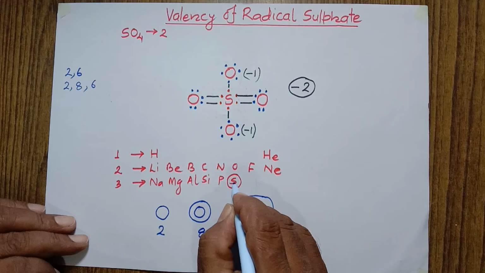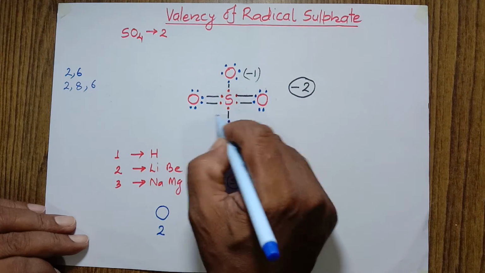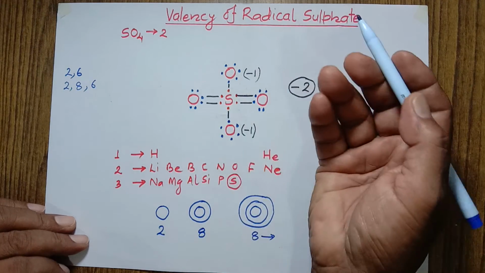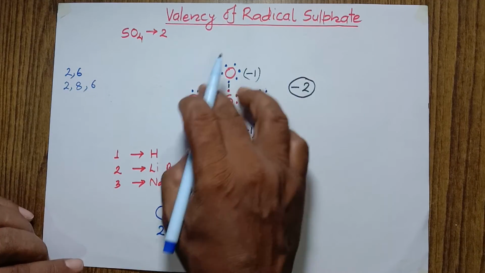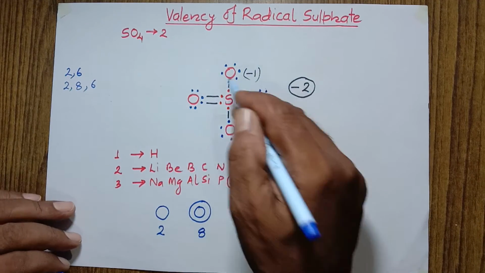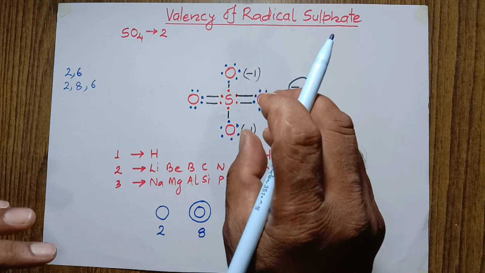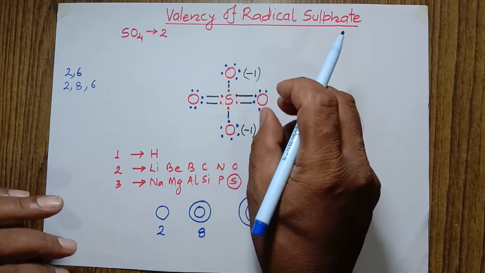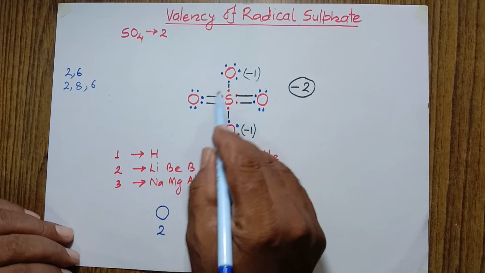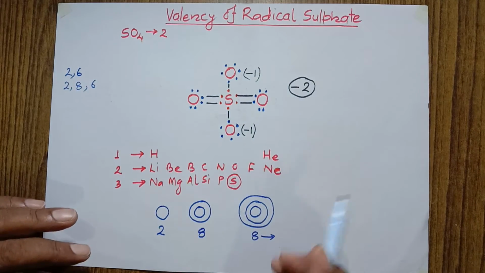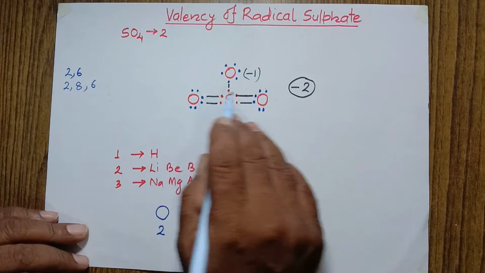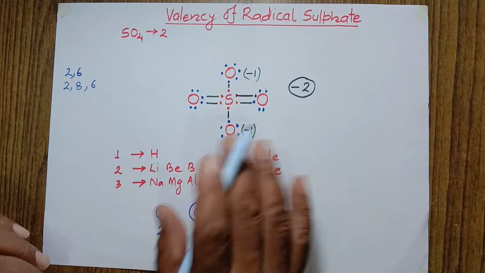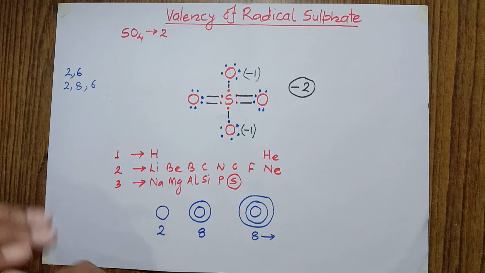This is the case of sulfur. That's why sulfur can hold more than 8 electrons. Here we have altogether 12 electrons in its outermost shell. But for oxygen, it is always 2. It requires 2 electrons. But for sulfur, there are different cases. It can hold more than 8 electrons. That's why they say sulfate is different from others.